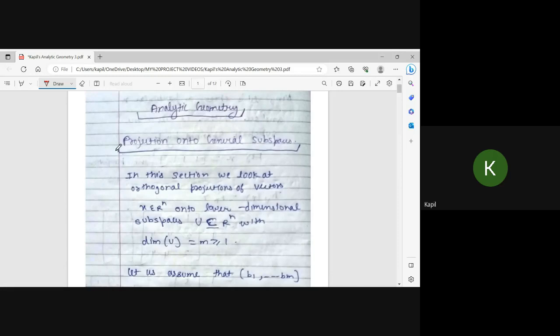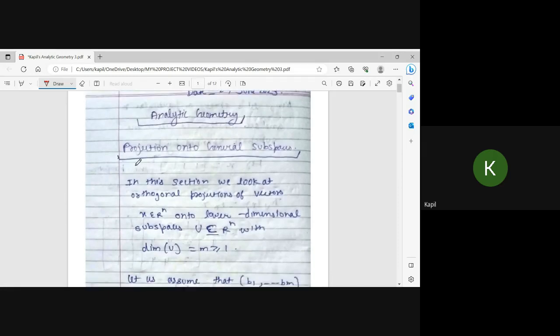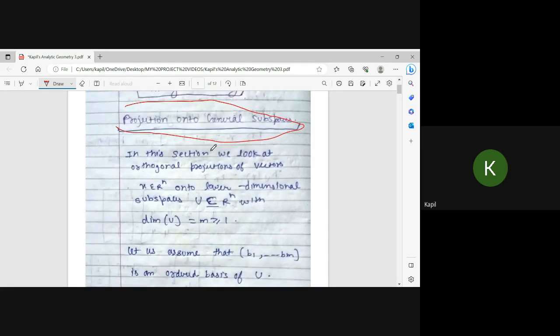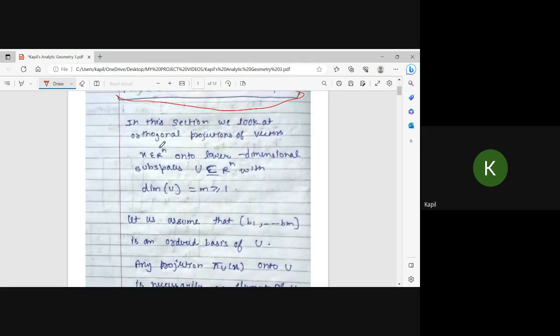Projection of a vector on the one-dimensional subspace. Today we will see the projection in general subspaces. So in this we will look at the orthogonal projections of the vectors x in R to the power n on a lower dimensional subspace, which is a subset of the vector space whose dimension is n, and the dimension of the subspace is m, that is greater than or equal to 1.